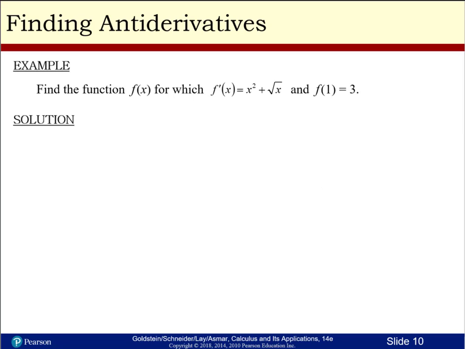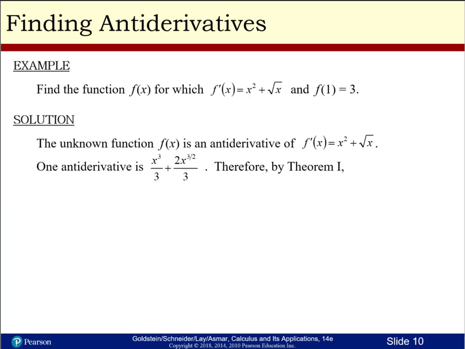So we need to find a function f of x for which f prime of x equals x squared plus the square root of x. And they're letting us know a little additional information: f of 1 equals 3. We're going to use that at the very end, so don't deal with that right now. That's just going to tell us what our constant c is.